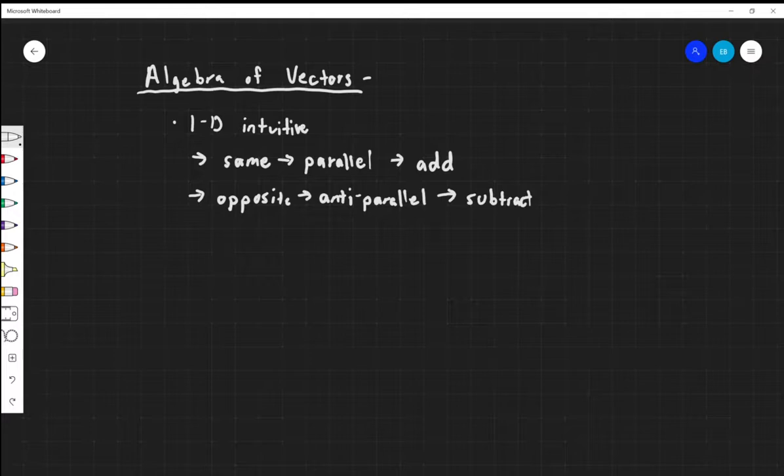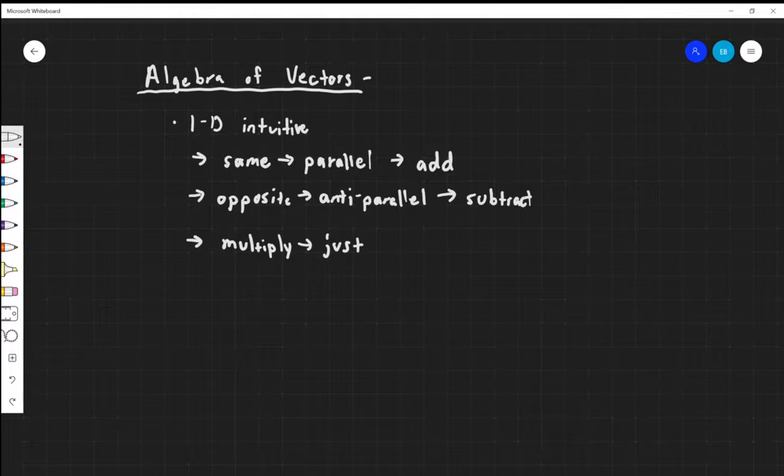We can also do multiplication. If you multiply a vector by a number, if you want to increase its magnitude by multiplication, you just multiply it. Just multiply. That's all you have to do to multiply a vector by a number. You just multiply it. That's pretty straightforward.